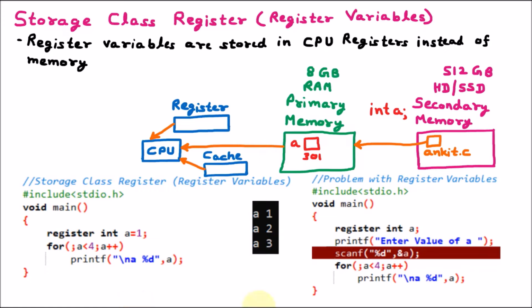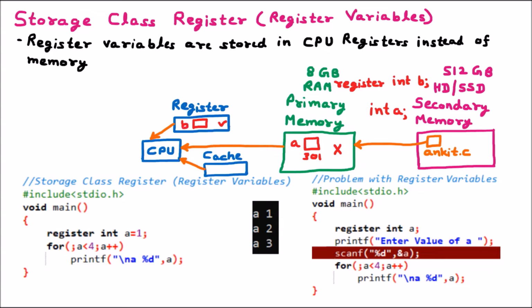Now, if in our C program, Ankit.c in the secondary memory, we declare a variable int b, and before that we apply register, that means b is a register variable, and that variable will not go into the primary memory. It will go into the register storage, which is just nearby the CPU. So here inside the register, we have the variable b.